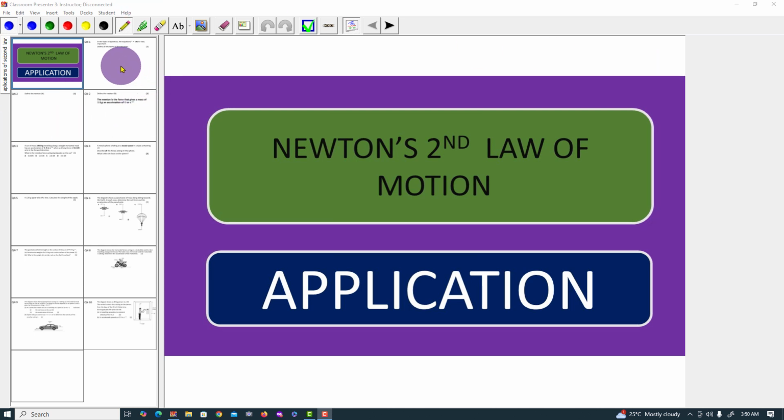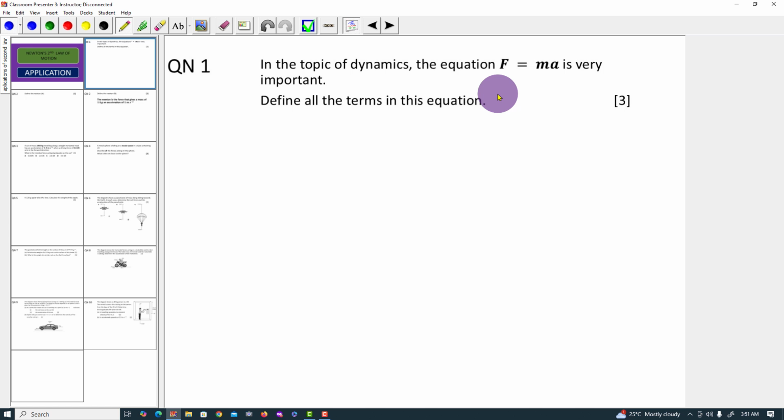Without wasting time, let's go to the very first question, which basically sets the stage for us to get into problem solving mode. In this question, we are asked that in the topic of dynamics, the equation F is equal to ma is very important. Define all the terms in this equation.